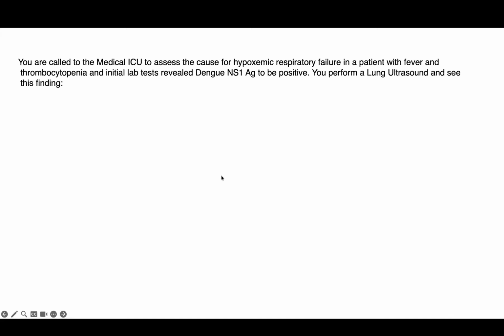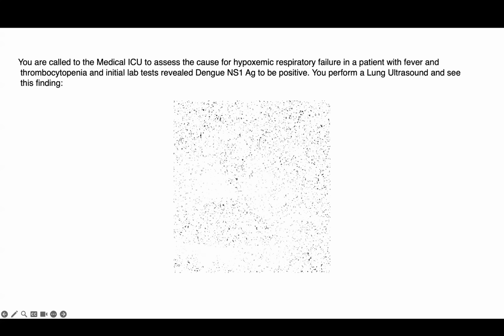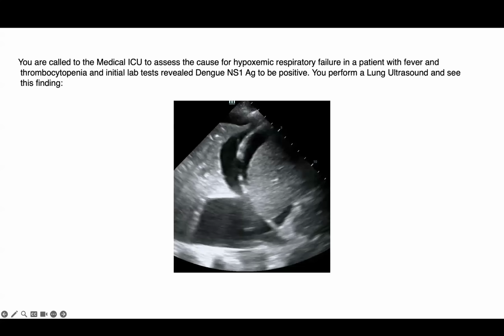So you are called to the medical ICU to assess the cause of hypoxic respiratory failure in a patient with fever and thrombocytopenia. Initial lab tests revealed dengue NS1 antigen to be positive. You perform a lung ultrasound and see this finding. Diagnosis? Excellent.